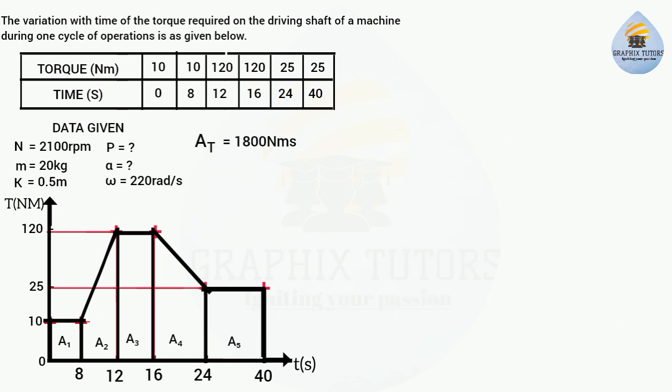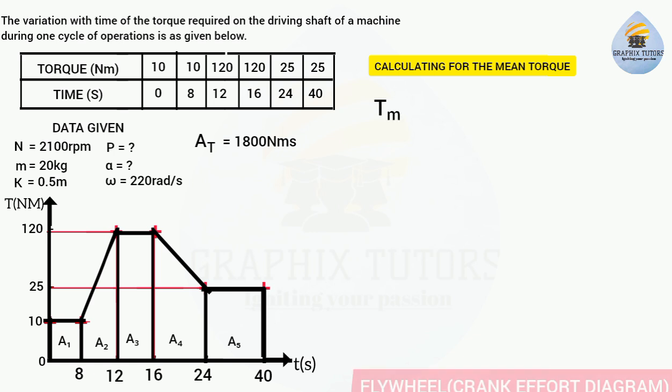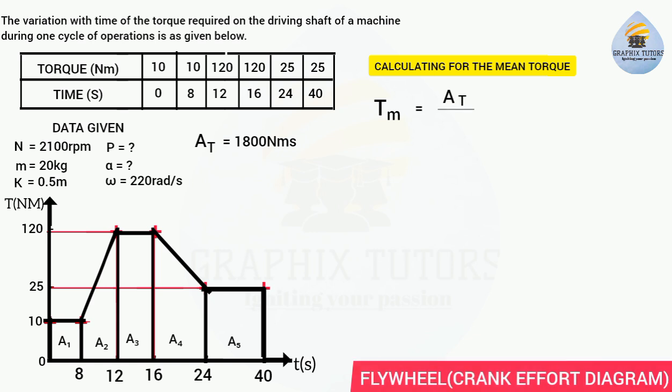Now, the next thing we should do after we calculate the total area is to calculate the mean torque, right? The mean torque is giving us the total area over the total time. Now, what is the total area here?